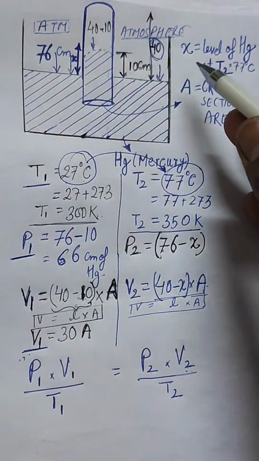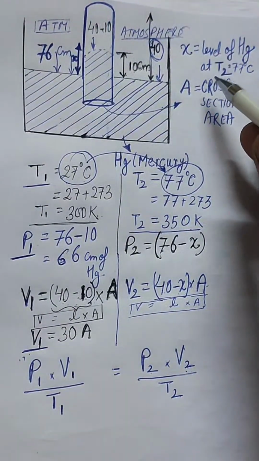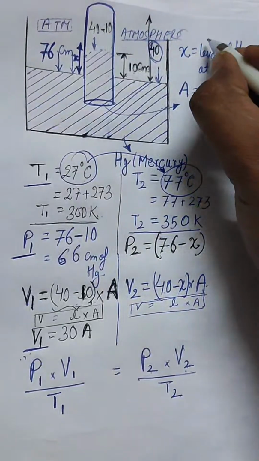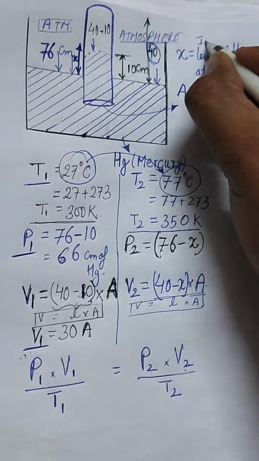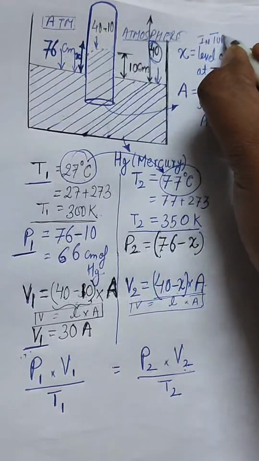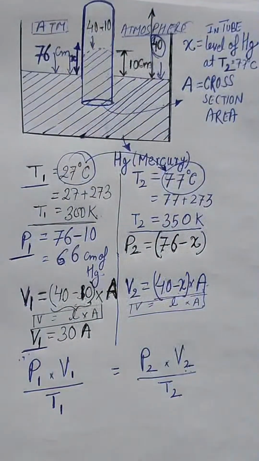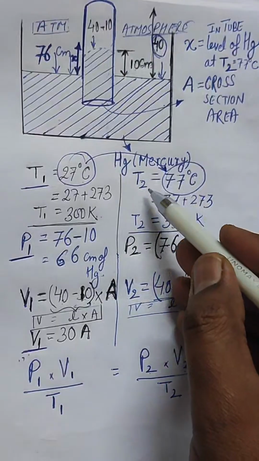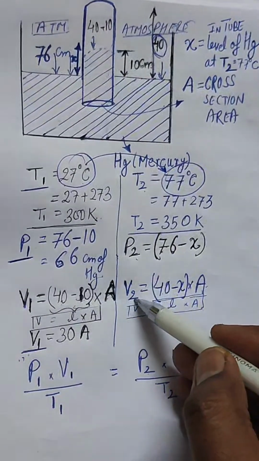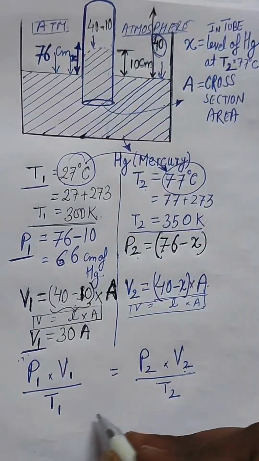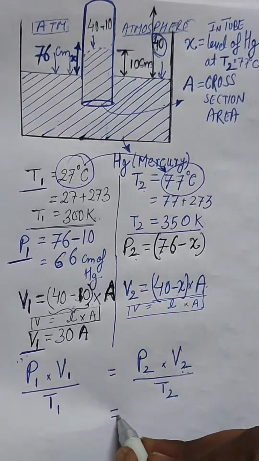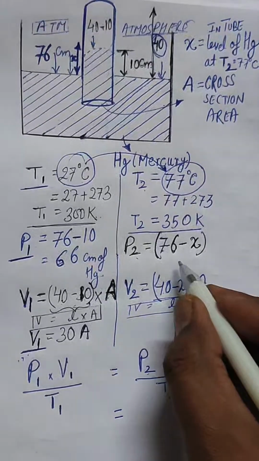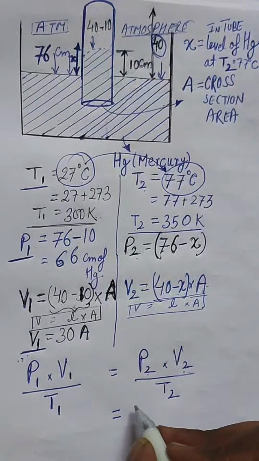Where we have defined what is x. x is the level of Hg at T2 in the tube. My dear friends, now we have T2, we have P2, we have V2. Just put it over here. So first writing the RHS, P2 is 76 minus x. Just write it.